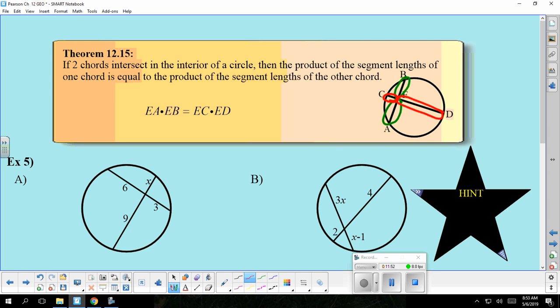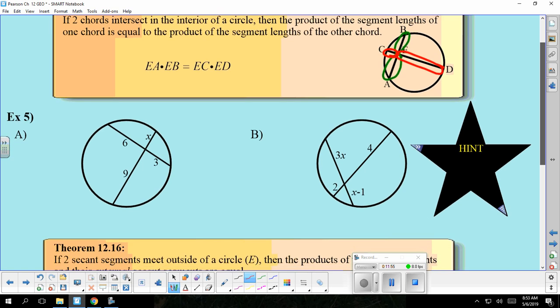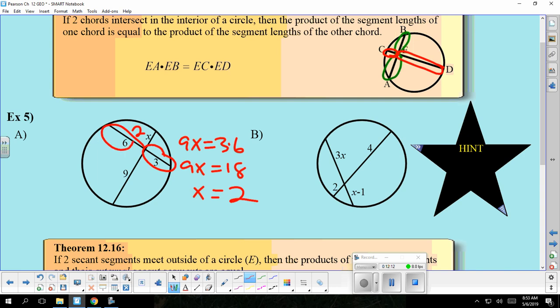So the way we set these type of problems up, 9 times x equals 3 times 6. So 9x equals 18. What does x equal? 2, right? So we take the product of each of these and set it equal to the product of those. All right, let's see about this one. We have 3x times x minus 1 equals 2 times 4.